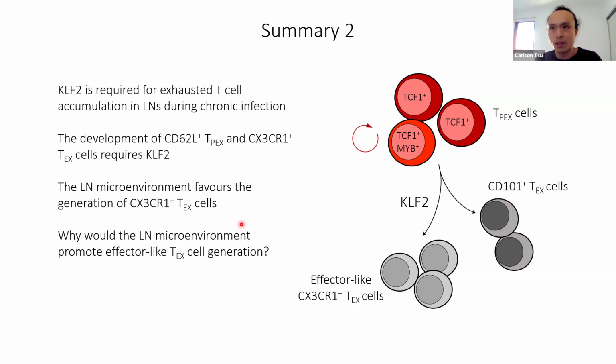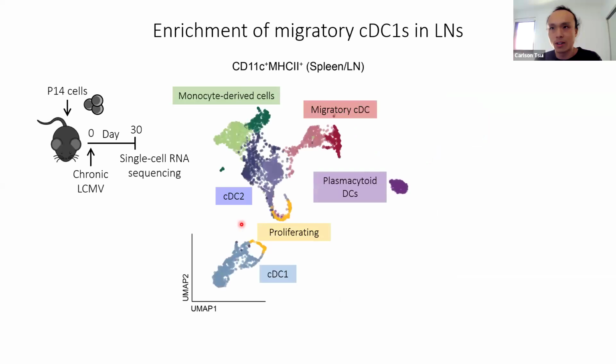So we asked the question: why would the lymph node microenvironment promote their generation? One of the ideas that we ended up testing was the difference in the landscape of antigen presenting cells between the spleen and the lymph node. To characterize that, we performed single-cell RNA sequencing of the myeloid and DC compartments from the spleen and the lymph node in mice infected with chronic LCMV.